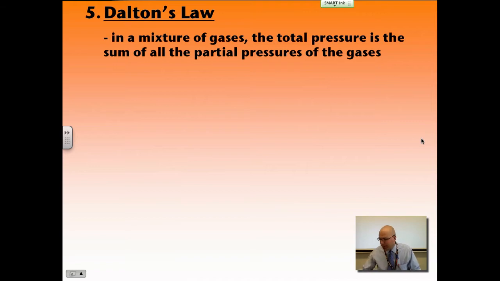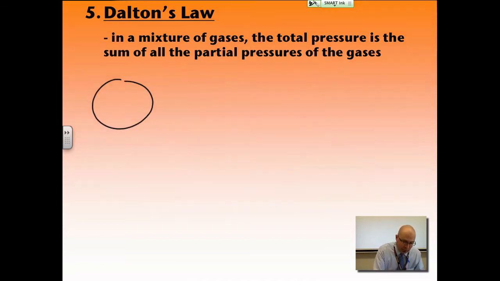So Dalton's law deals with this. In a mixture of gases, so if you have a whole bunch of different gases, the total pressure is the sum of all the partial pressures of the gases. I sometimes say, how's this guy get his own law? It's as easy as saying, let's add up all the pressures. That's the total pressure. And that's exactly what it is.